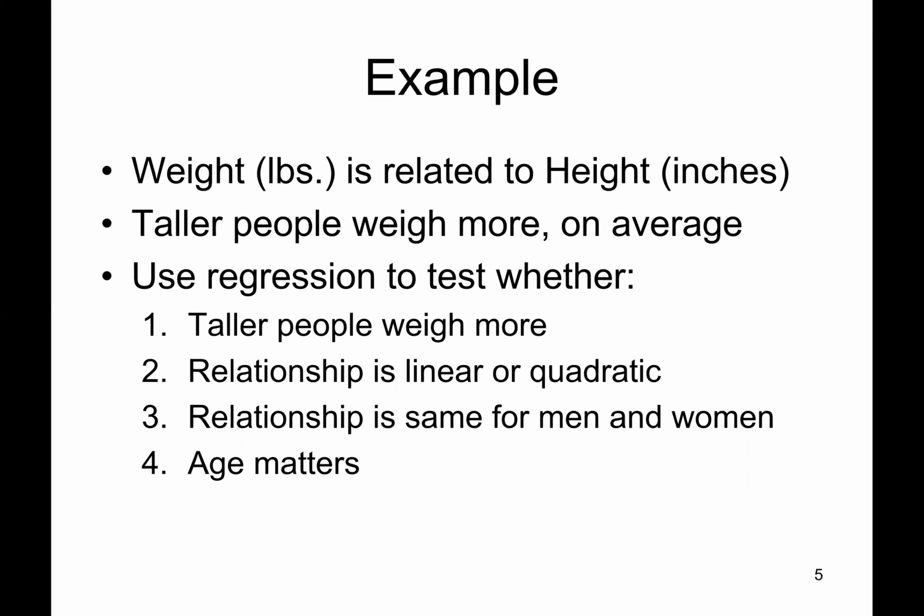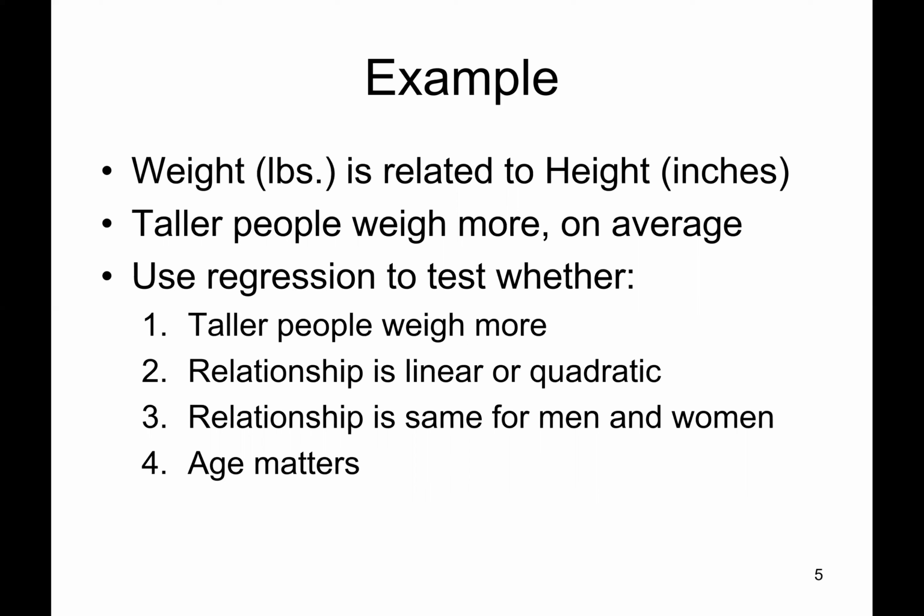So in this example, weight is related to height, weight in pounds, height in inches. We could just eyeball it and see that taller people weigh more on average, but we can get a lot more precise than that. And we can do a lot more with more precise stuff. So using regression, you can test whether taller people weigh more. It's one thing to make that vague observation, but it's quite another to put the statistics around it and make a strong claim about that.